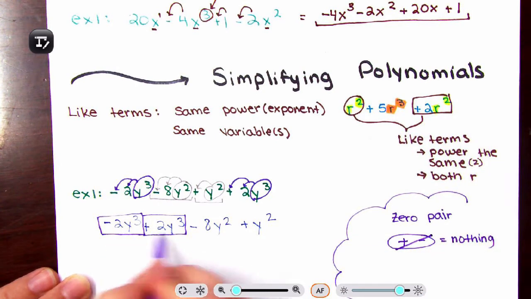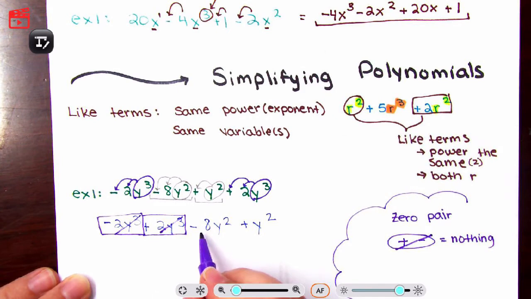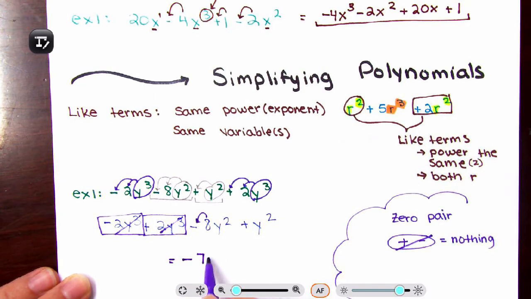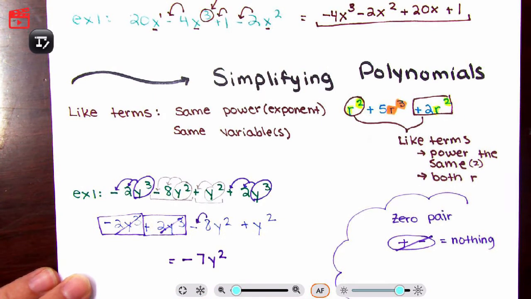So we can cancel these out. These can go away, so those go away. So I have a negative 8y squared and a positive y squared. So I owe 8 since it is negative here. And I have 1, so that means I have a negative 7y squared as my simplification of this polynomial.